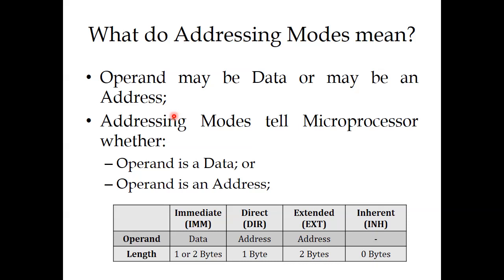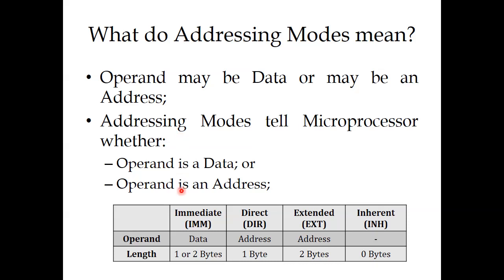So, how can I tell? I can tell based on the addressing mode. Now, the addressing mode tells the microprocessor one of two different things. Either it tells, okay, the operand itself is data, or it tells, no, the operand is an address. Again, don't forget that some instructions don't have an operand, so that's something else. But I'm just talking about the first three: immediate, direct, and extended, which have operands, right?